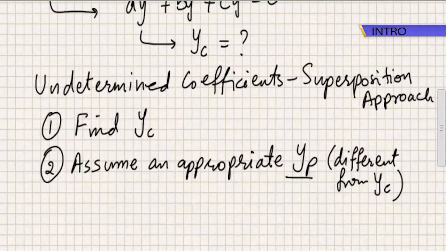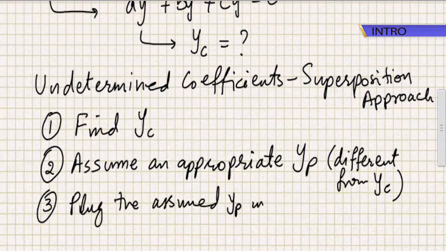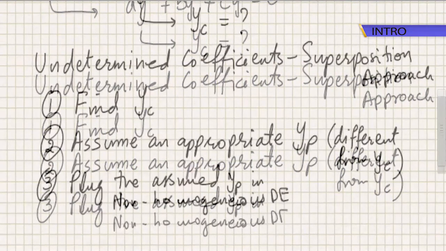Since yp is just an assumption here, we are going to plug this yp in the non-homogeneous differential equation to find unknown constants.